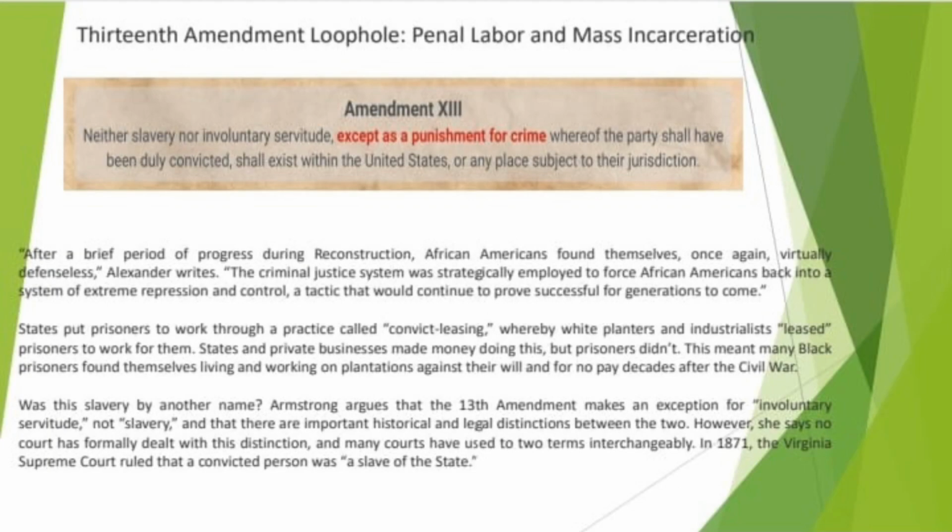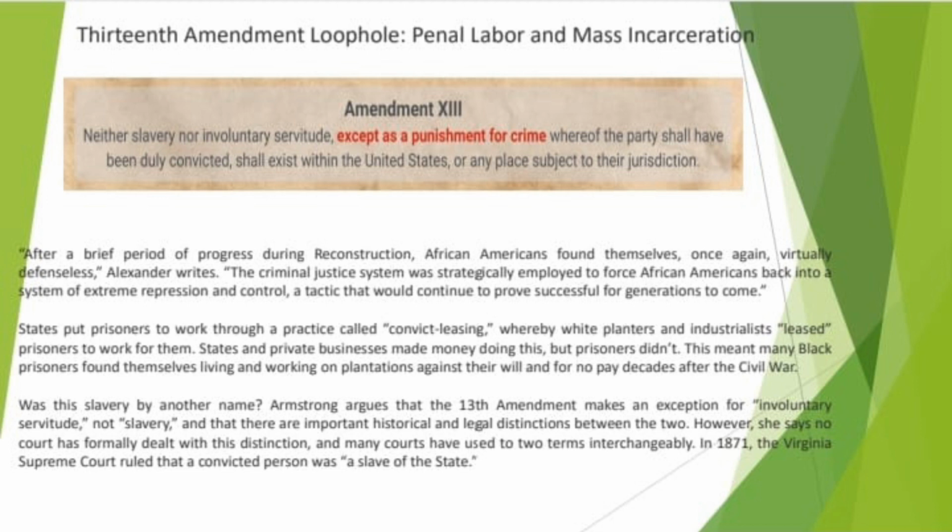Legal scholar Michelle Alexander writes in her book, The New Jim Crow: After a brief period of progress during Reconstruction, African Americans found themselves once again virtually defenseless. The criminal justice system was strategically employed to force African Americans back into a system of extreme repression and control, a tactic that would continue to prove successful for generations to come.